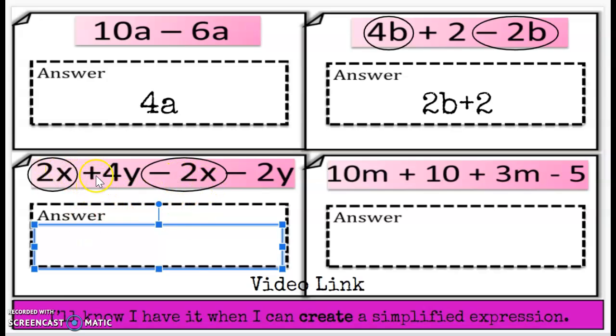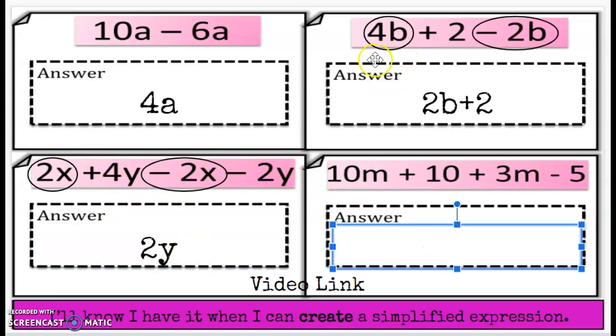So now they canceled each other out because that's what we would call a zero pair. When you have a positive and a negative that are exactly the same amount, they zero out. So that would be 0. I don't even have to write 0 down here. They just cancel each other out. So I have positive 4y minus 2y. So 4 minus 2 equals 2. And then I just bring down my variable. So that's actually my simplified expression for this one right here.